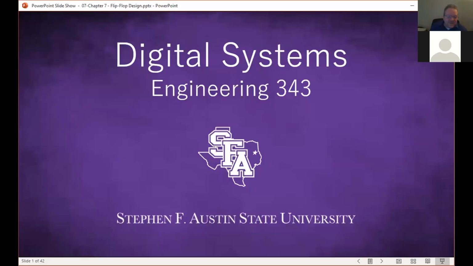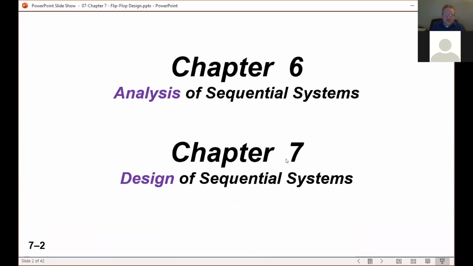All right, so today we're looking at chapter 7. So remember that chapter 6 was about that keyword right there, analysis of sequential systems, the flip-flop circuits that we've been working with. And now we're going to be working on the design.